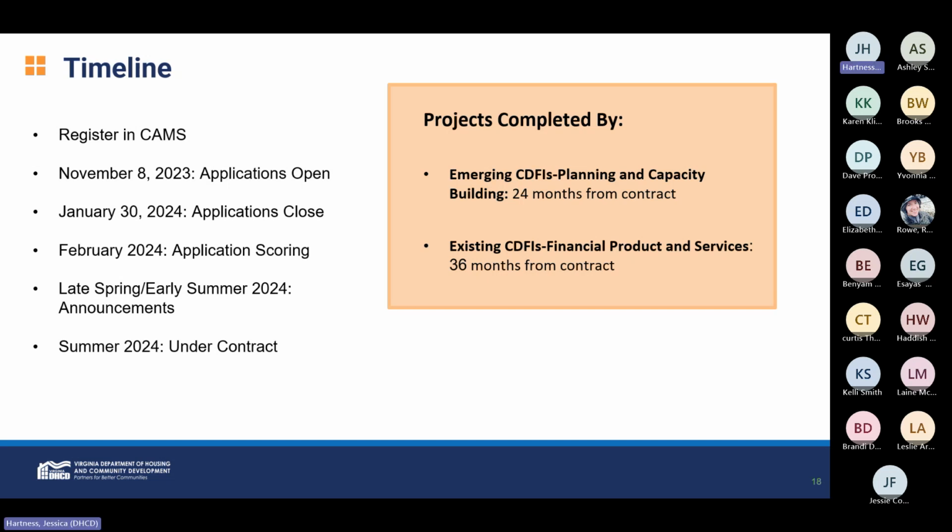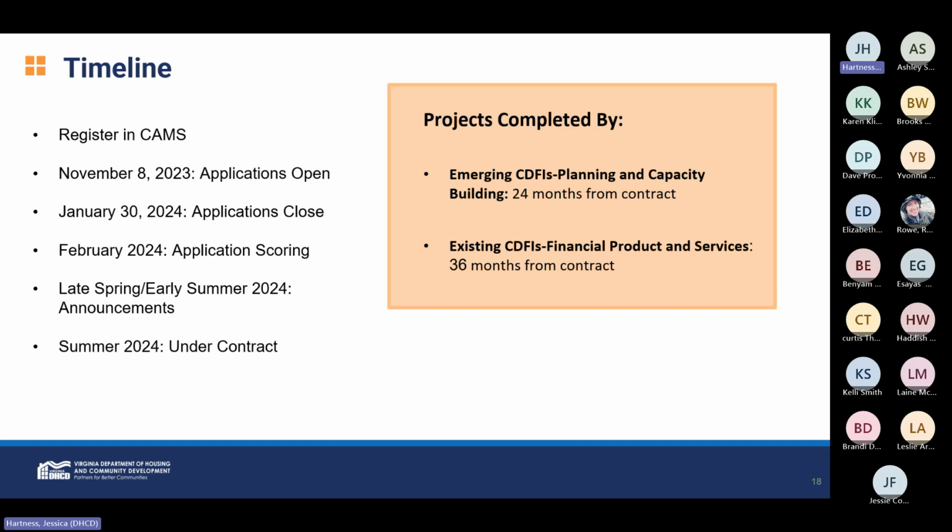Ideally, our agency will score those applications that are received in February of 2024, with an announcement hopefully happening in late spring, early summer of 2024, and having those projects under contract by summer of next year.